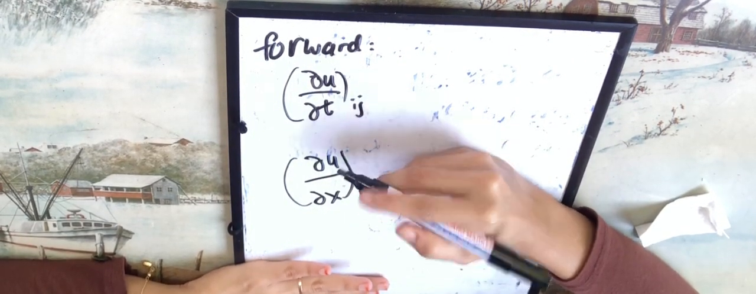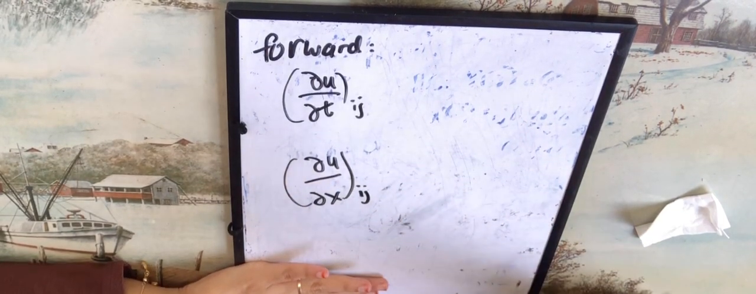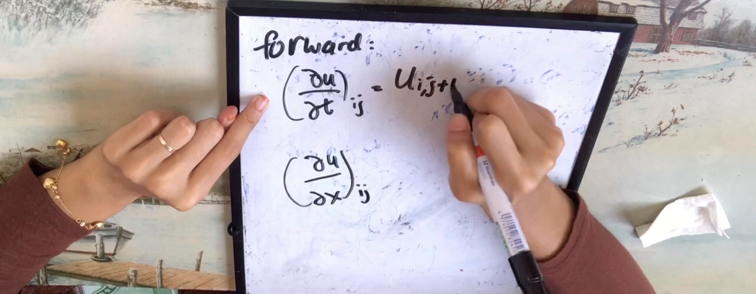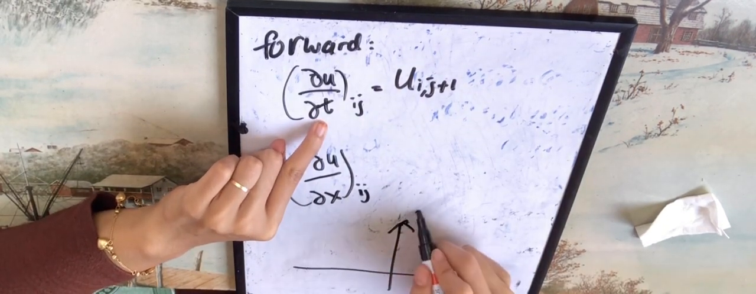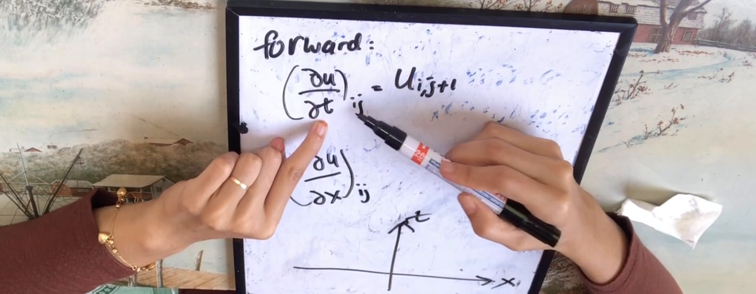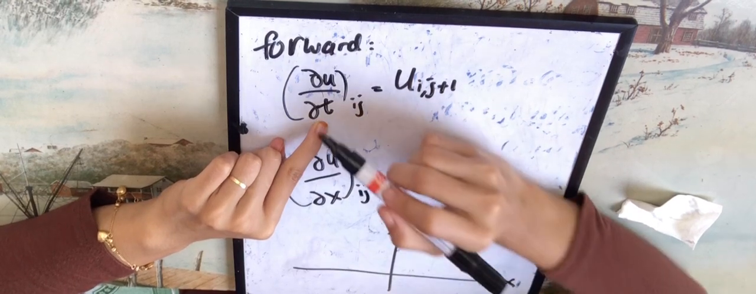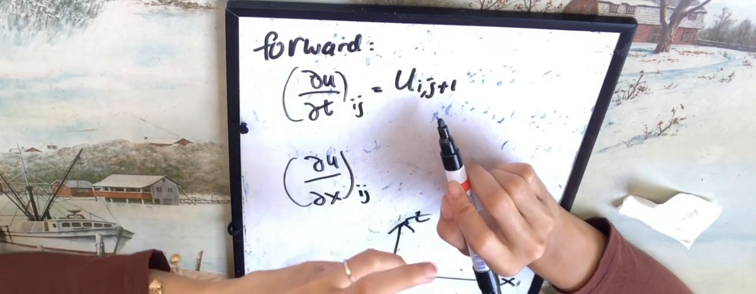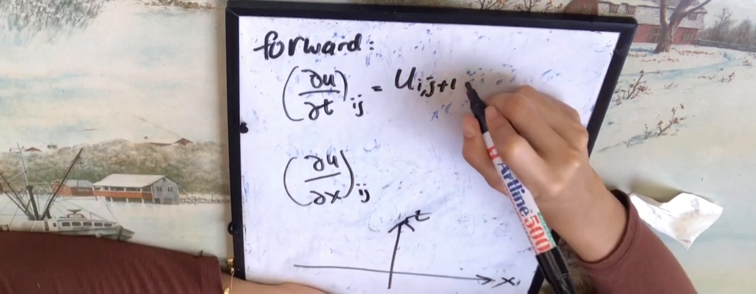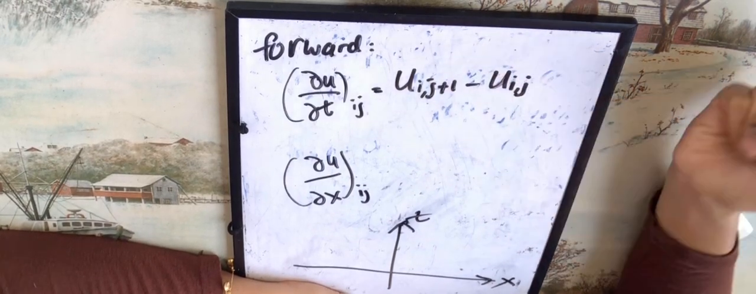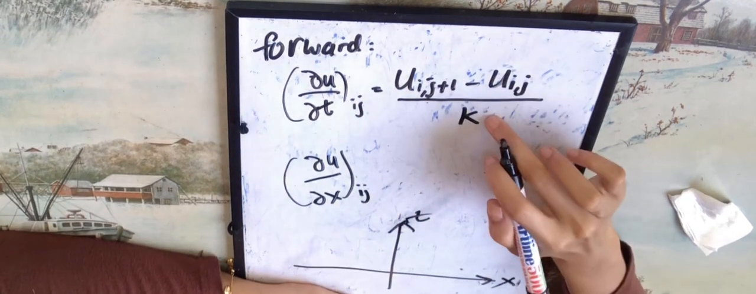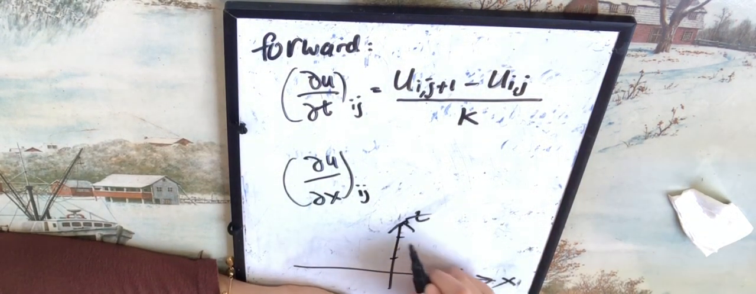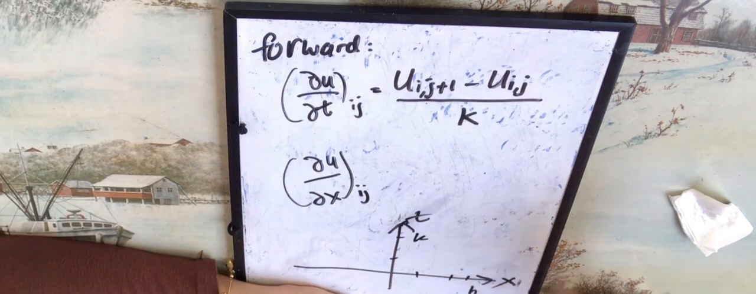Here, ij represents the coordinates: i is for x and j is for y, or t. Let's say you have a graph with t and x. For du dt, i remains as i, but j changes, so j plus 1, minus u i j, over k. k is the step size for t, and for x the step size is h.